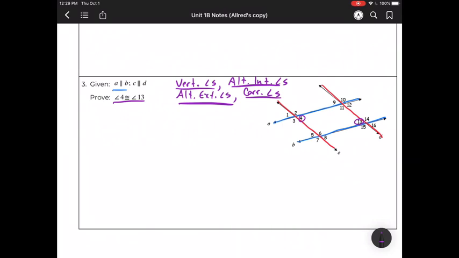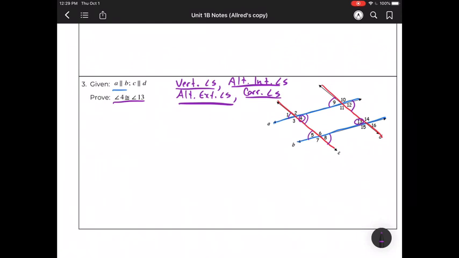Actually, several. So if I start with angle 4, what I'm going to do first is mark all the angles that are congruent to 4. 1 and 4 are congruent. Okay, 4 and 5 are congruent because they're alternate interior. Okay, 4 and 9 are congruent because they're alternate interior. 4 and 12 are congruent because they're corresponding. And then 4 and 8 are congruent because they're corresponding. Well, any one of those other angles other than angle 1 could be used as a congruent angle to 13.